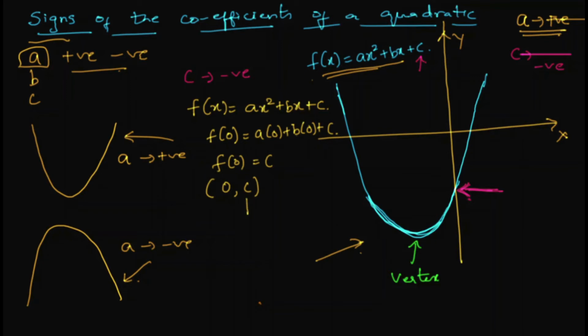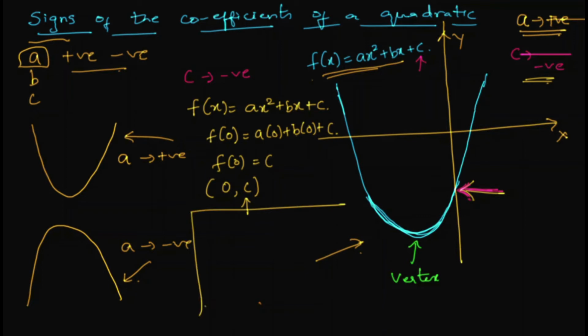This tells us if the y-intercept is negative, c is negative. If c is negative, the y-intercept is going to be negative. We can say it the other way around too. And if c is positive, the y-intercept would have been on the positive side, but it's very clear that the y-intercept is negative, so c is negative, decided in this case.